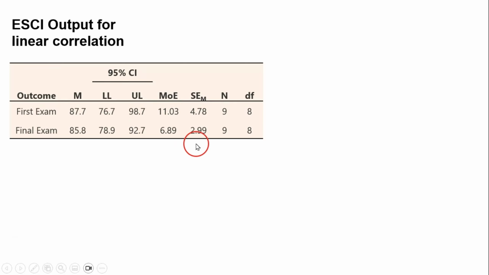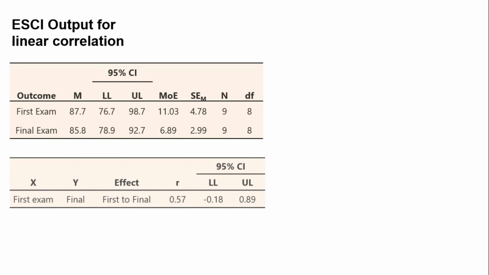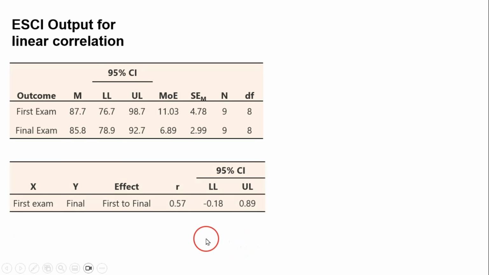There's the standard error of the mean for each of the 2 exams. The n is 9 in each group, and for a correlation, the degrees of freedom is n minus 1. And it also gives us the output for the actual correlation statistic.